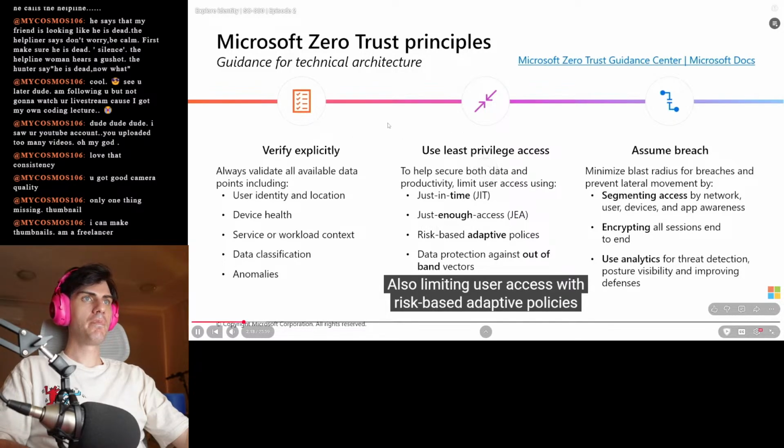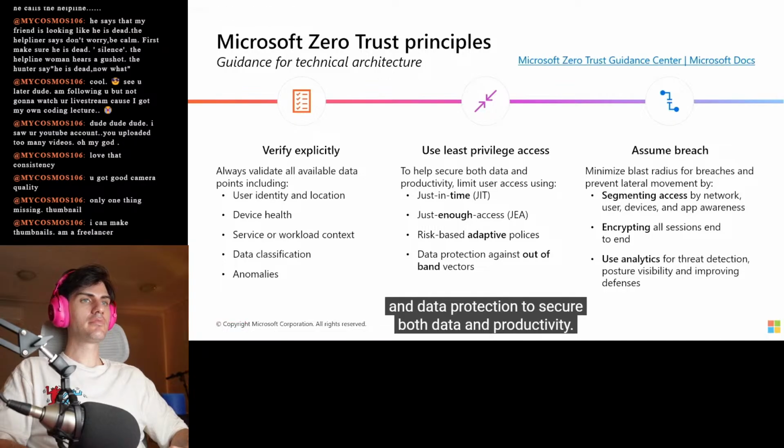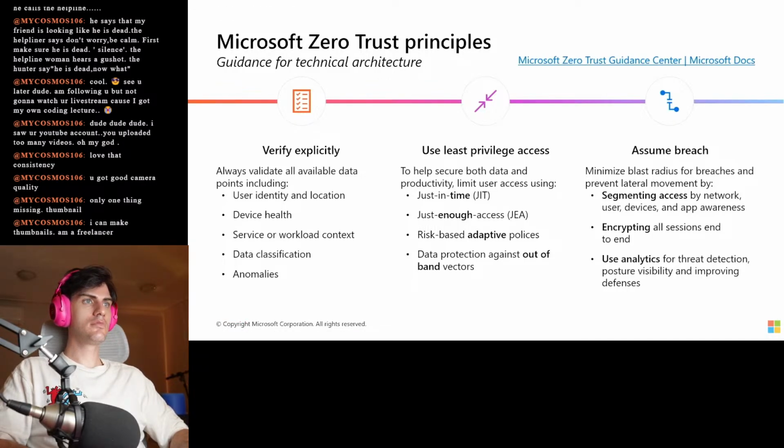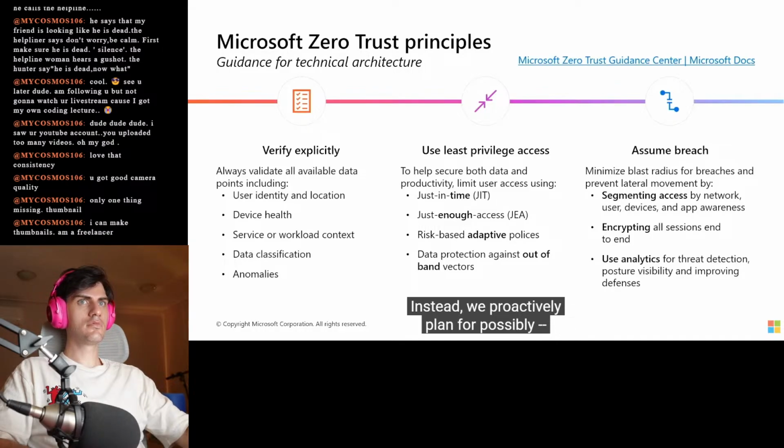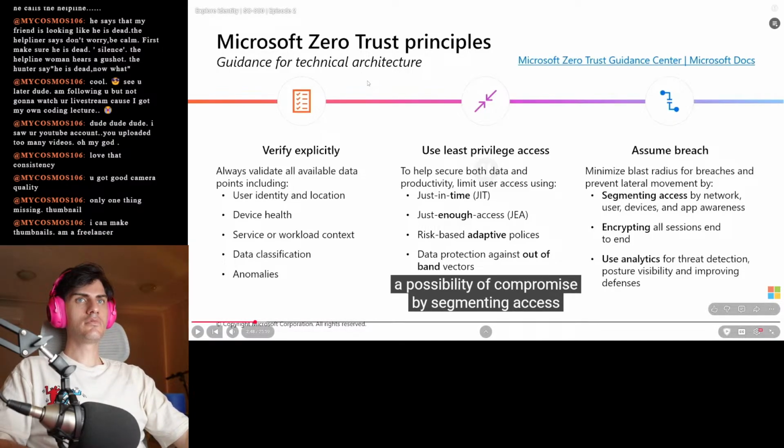User access with risk-based adaptive policies and data protection to secure both data and productivity. With the Assume Breach Zero Trust principle, we operate under the assumption that a breach is not just possible but likely. This means we don't fall into the trap of believing our systems are entirely secure. Instead, we proactively plan for the possibility of compromise.